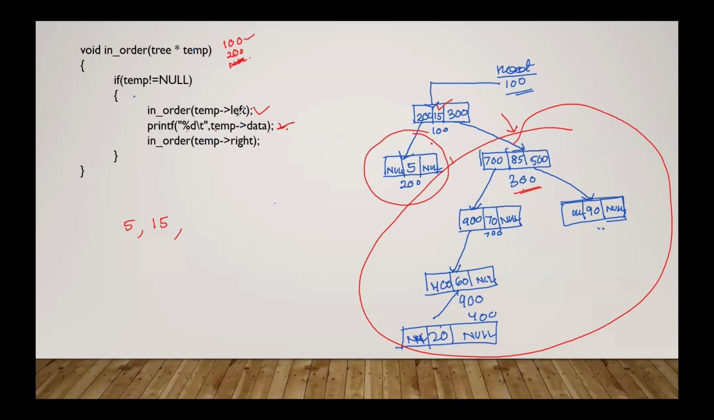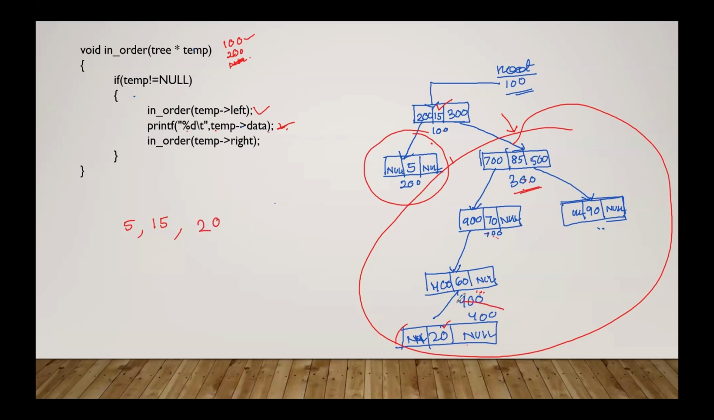Because here temp equals temp left, so 300 left is 900, sorry, 700. From 700 left we have to move to 200, then 900. Then here what happened? 900 left is 400. Now at 400 there is no left. If there is no left, what happens? After that, we have to print the 20 value.